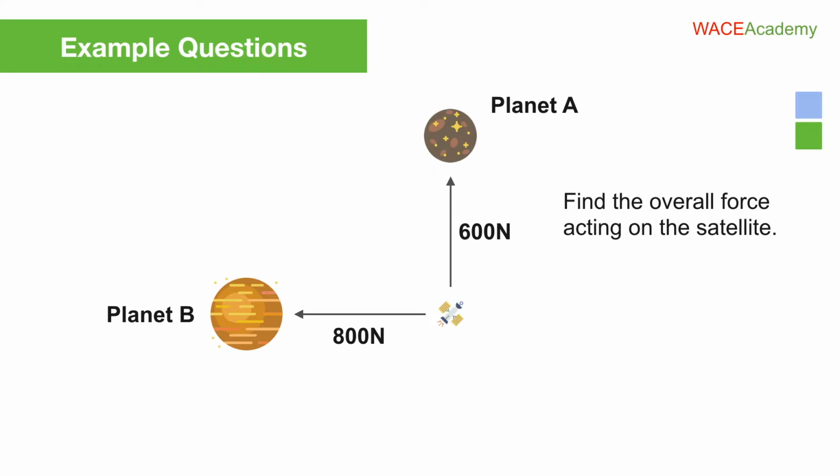Imagine a satellite floating in deep space with two nearby planets, Planet A and Planet B, each providing a force like so acting on the satellite, 600 and 800 newtons respectively. We are then told that there is a 90-degree angle between them. Now, in order to find the overall force acting on the satellite, this is what we must do.